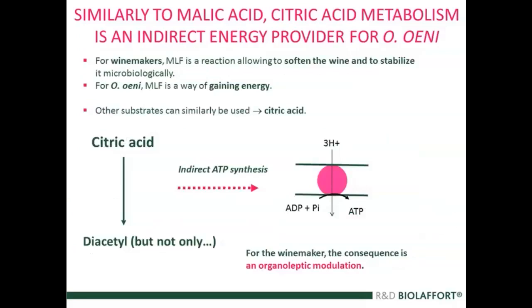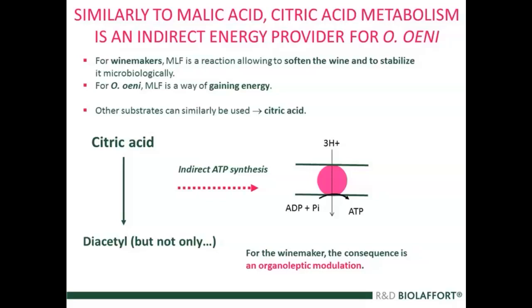So I'm done talking about malolactic fermentation, but remember, malic acid is an indirect energy provider for Oenococcus oeni. It's one of the main energy providers because in wine there is no sugar. There's another substrate that can be used as, again, an indirect energy provider, and this is citric acid.